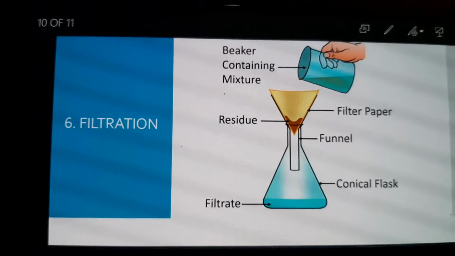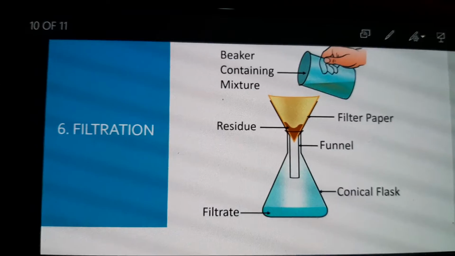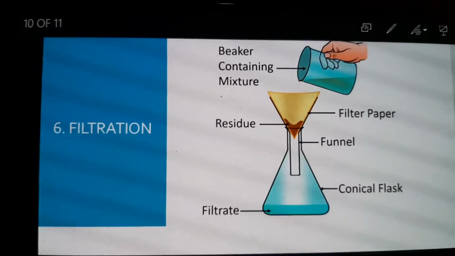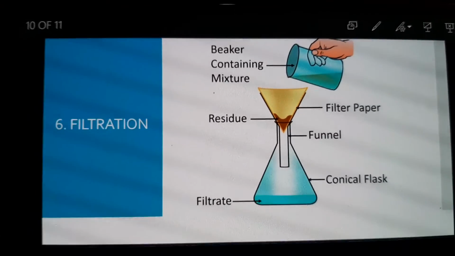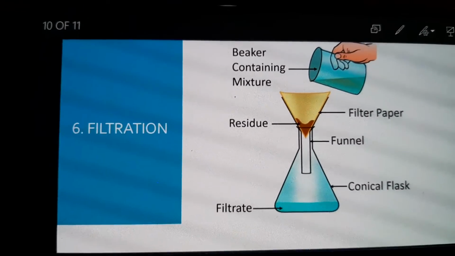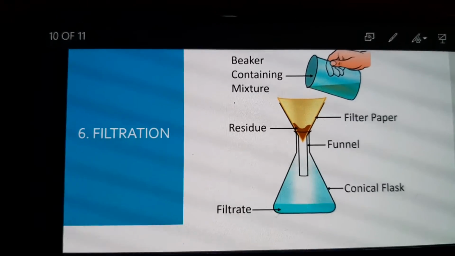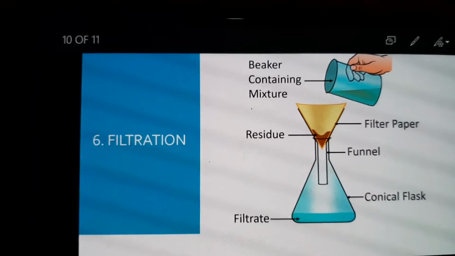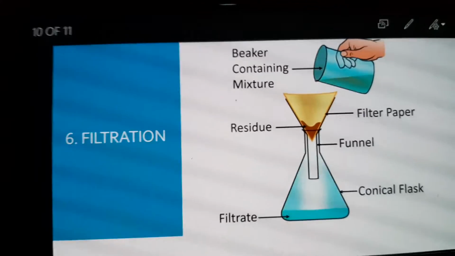Next, we have another method of separation of substances, that is filtration. It is a very important method to be used in your laboratory. It is a physical, biological, or chemical operation that separates solid and fluid from a mixture with a filter medium. Here, the filter medium is a filter paper that has a structure through which only fluid can pass.